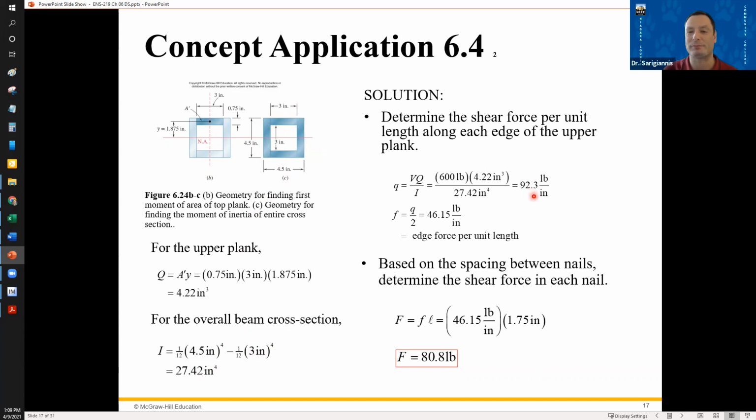pounds per inch. Now, there's one thing you've got to do before you multiply by the spacing of the nails. We're trying to find it in the nails, but we need to recognize here that we've got two edges. This plank here is in contact with two seams. So this force is actually split between the two seams. So we just have to divide it by 2. So this is the edge force per unit length.